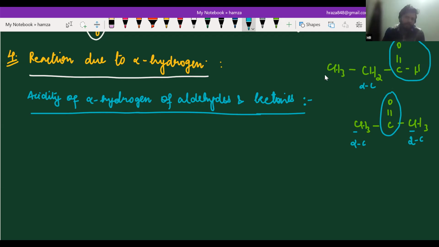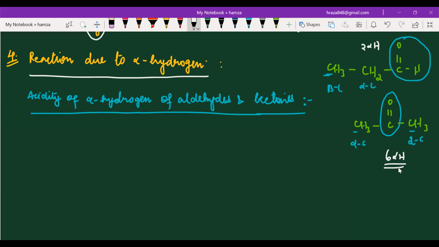This will be your beta carbon, because this carbon is attached to the alpha carbon. Are you getting my point? But right now, you are going to focus on alpha carbon. I was talking about alpha hydrogen. The hydrogen which is attached to alpha carbon is known as alpha hydrogen. There are two alpha hydrogens here, and here you can see six alpha hydrogens. I'm going to repeat: the carbon which is directly attached to the functional group is alpha carbon, and the hydrogen which is attached to alpha carbon is known as alpha hydrogen. Is that clear?